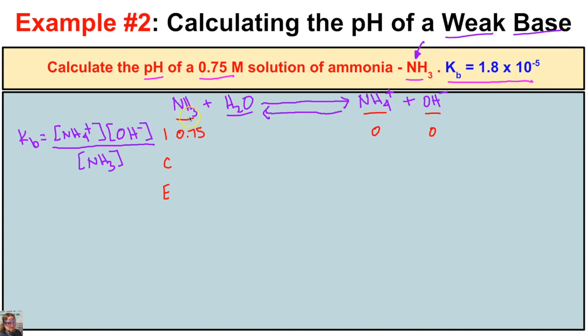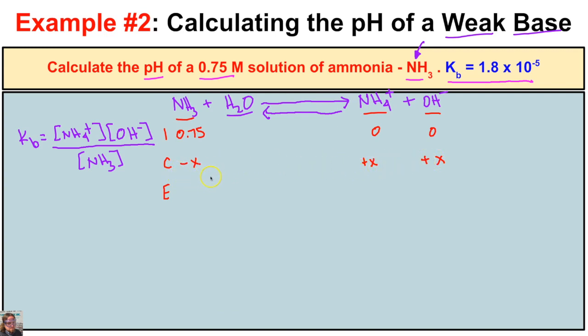The concentration of NH3 is going to decrease by, we will call X, minus X. And the concentration of NH4 plus is going to increase by a positive X here and a positive X here. We'll notice that the stoichiometric relationships between these three substances is 1 to 1 to 1. That's why we have negative X and positive X. And so here is the change in our concentrations.